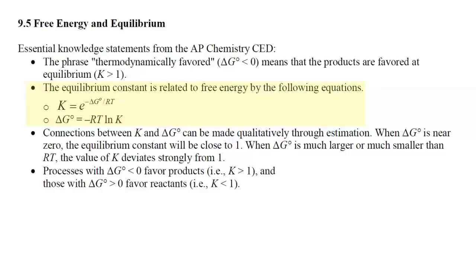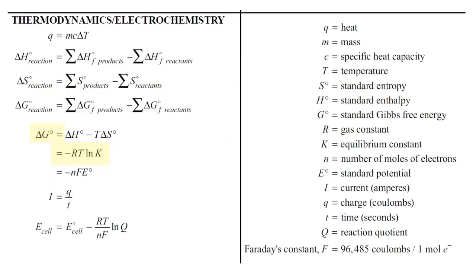Now, I just wanted to remind you that even though you see 2 different equations listed on this slide for topic 9.5, only one of these equations is actually listed on the AP Chemistry equations and constant sheet. And that's the one that says delta G equals negative R, the ideal gas constant, times T, the Kelvin temperature, times the natural log of the equilibrium constant K.